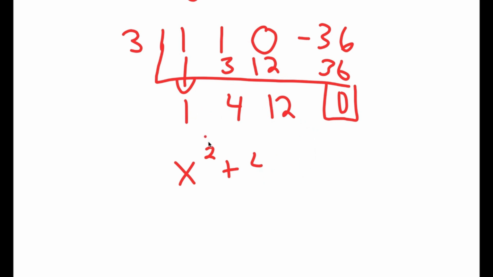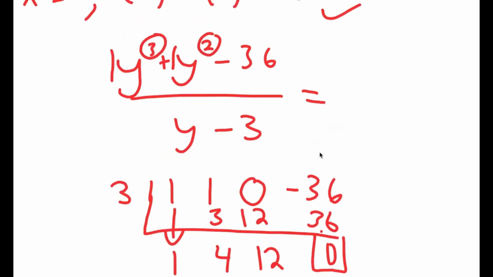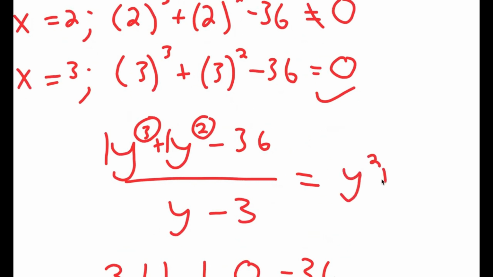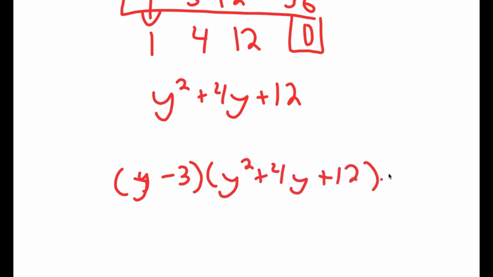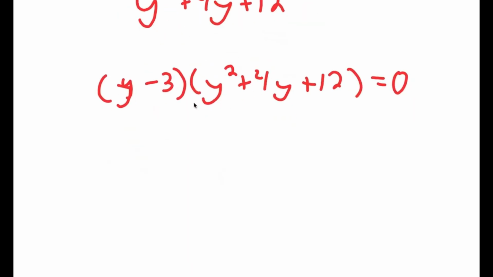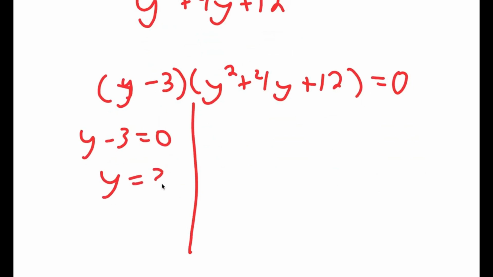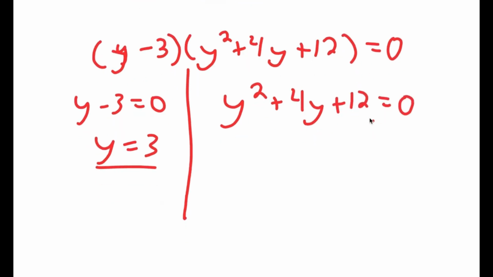Sorry, this is actually y squared plus 4y plus 12, meaning that y minus 3 times y squared plus 4y plus 12 is equal to 0. So now this gives me two equations. I get y minus 3 is equal to 0, meaning y equals 3, and we already know this. And I get y squared plus 4y plus 12 is equal to 0.